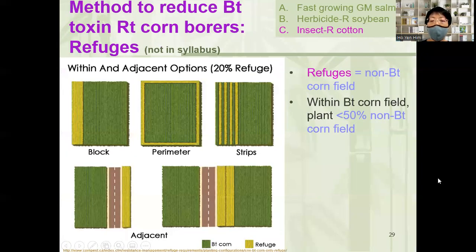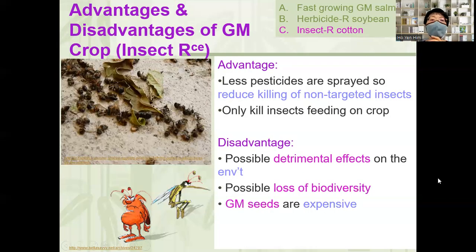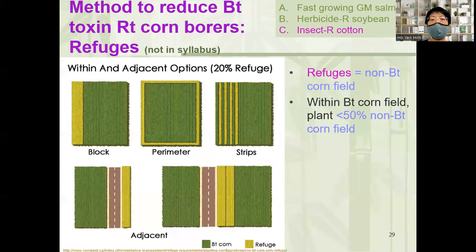Okay. And then GM seeds are very expensive because they're produced by genetic technology, right? They're expensive. So if you use GM seeds to grow GM crop, then the products will be very expensive.